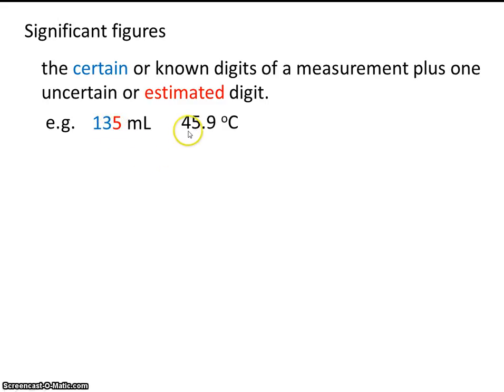Same thing here. 45.9. The 4 and the 5 are certain digits and this 0.9 is an estimation. And same thing here. This 5 and this 0 are certain. And this last digit, this 0, that's an estimation.